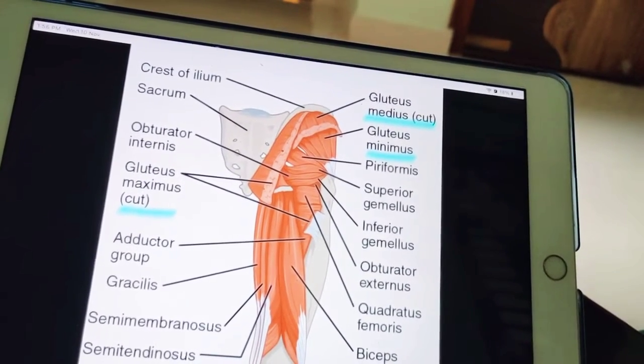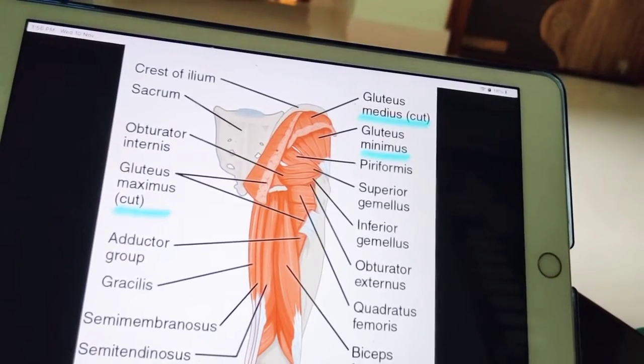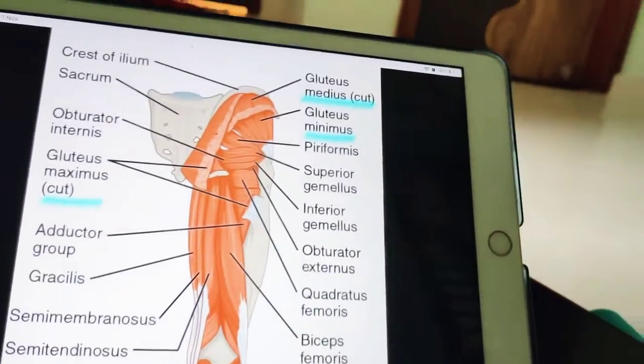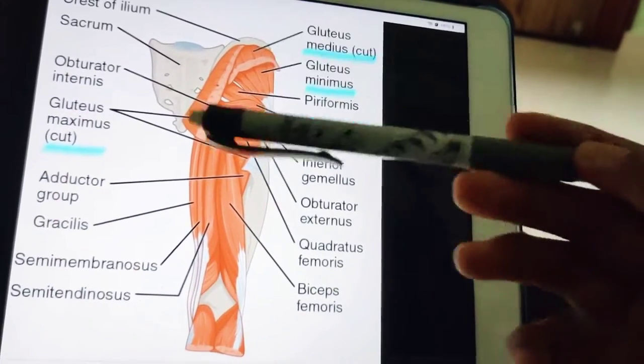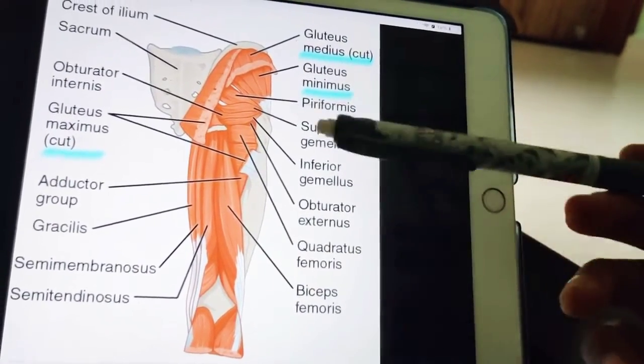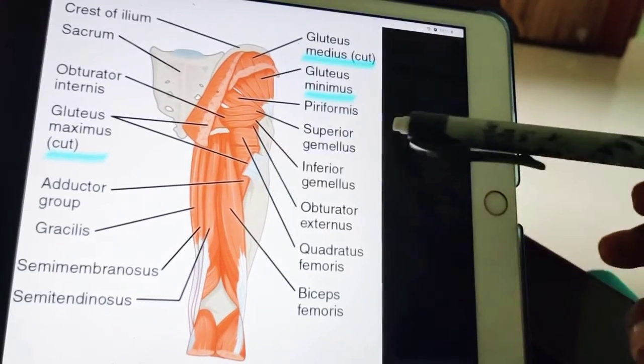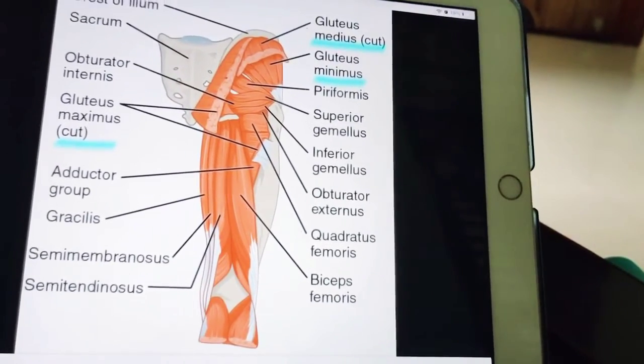How can you palpate the gluteus maximus? Just by extending the thigh. So this is the extended position of the thigh. If you extend the thigh, you can easily touch or palpate the gluteus maximus. And when you are abducting it, then you can feel the gluteus minimus and medius.